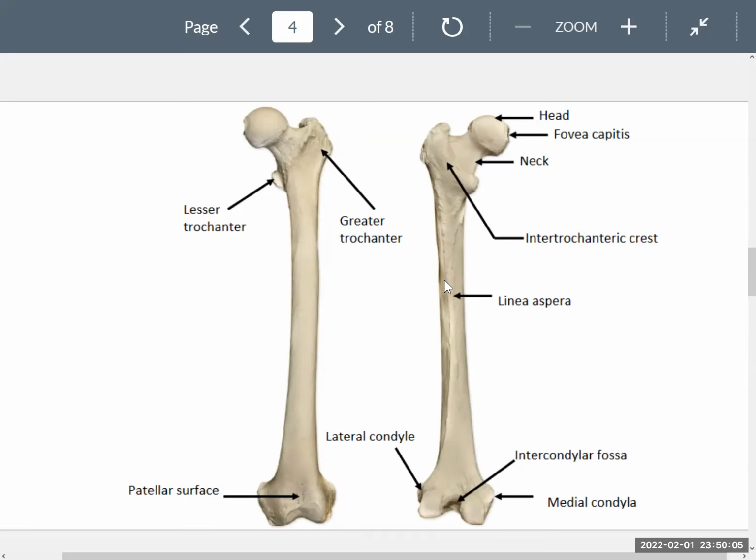Let's come down the posterior side, and there's a very sharp ridge. This here, down to here, is the linea aspera. It will be the point of attachment of our hamstring muscles when we do the muscles. Nothing to worry about yet. Linea aspera. Did we have something like that on the humerus? Yes, we had the deltoid tuberosity. So a lot of similarities.